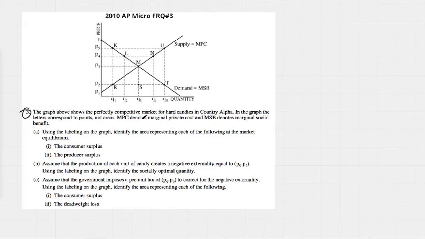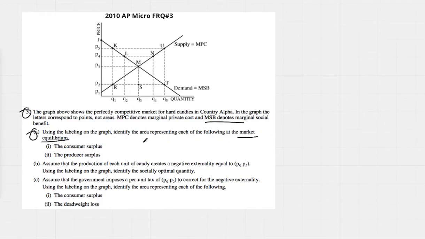The graph above shows the perfectly competitive market for hard candies in Country Alpha. In the graph, the letters correspond to points. MPC denotes marginal private cost, MSB marginal social benefit. Using the labeling on the graph, identify each of the following at the market equilibrium.